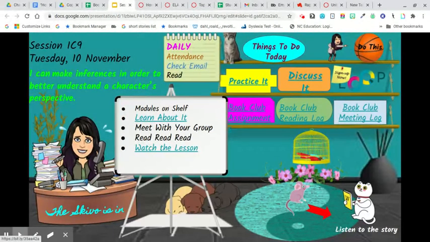Please read. Read your book club book. Come to an agreement with your book club members how much you're going to get done this week and get at least that much done. You can always get more, but you should never get less.